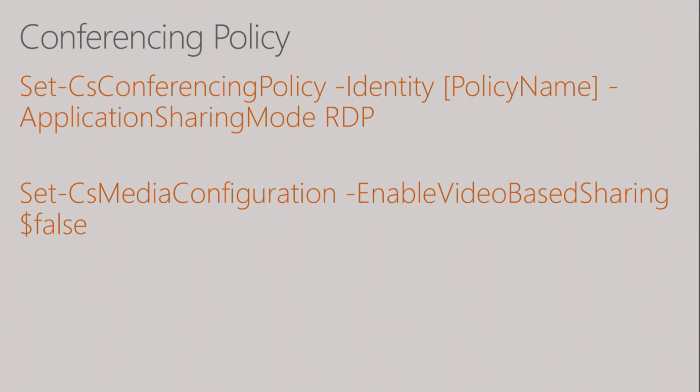If you wanted to disable it server side, it's Set-CsConferencingPolicy -Identity <policy name> -ApplicationSharingMode RDP. And then you change the media configuration. Those are both on-prem cmdlets because this is an on-prem discussion, right? If you wanted to do that for online, we don't support that just yet. So you would need to put the client-side fix in if you wanted to deploy that for online.